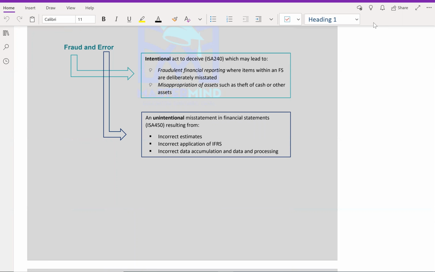Now, responsibility of the auditor related to fraud and error. What is fraud? Intentional act to deceive, which may lead to fraudulent financial reporting. That is one thing. And misappropriation of assets. That is another thing. Remember these things. Fraud is related to an intentional act which may lead to fraudulent financial reporting or misappropriation of assets. What is error? An unintentional misstatement in financial statements resulting from incorrect estimates, incorrect application of IFRS, incorrect data accumulation and data processing.